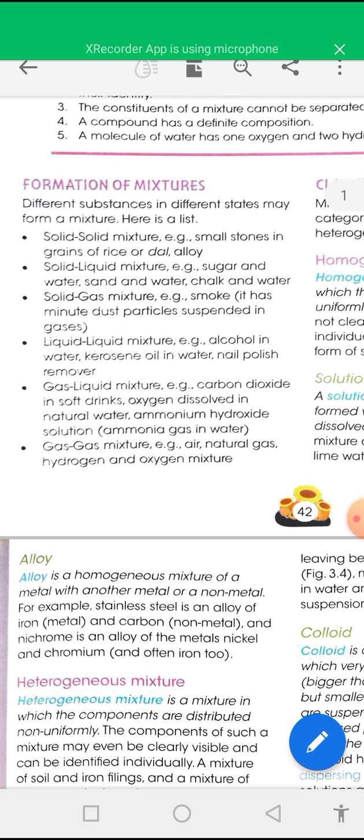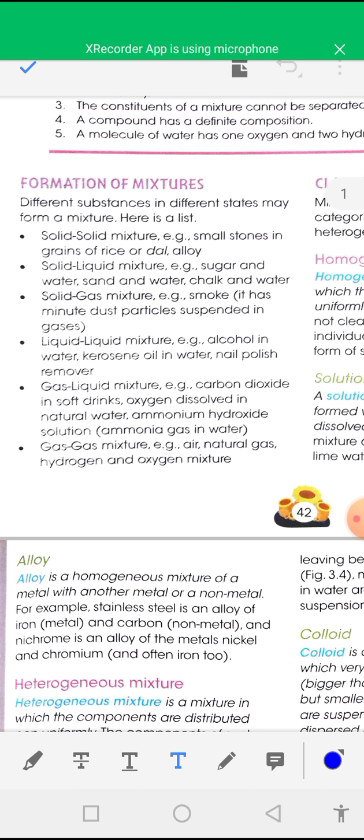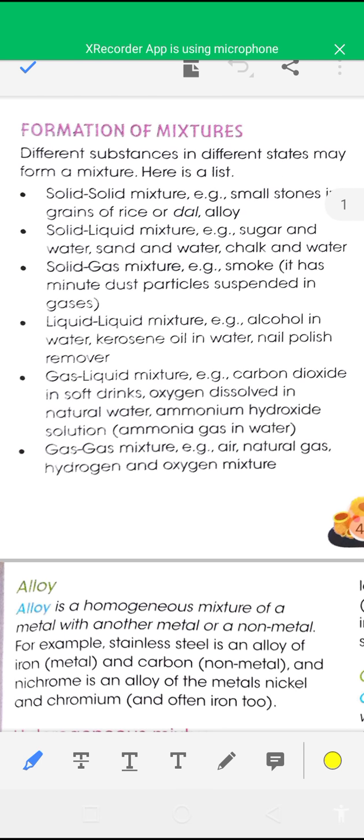In this video today I'll discuss types of mixture and how to separate the components of a mixture. Okay, so first see formation of mixture. In the last video I discussed what is an element, what is a compound, what is a mixture. And today in this video I'm discussing mixture, how to separate the components of a mixture, and types of mixture.